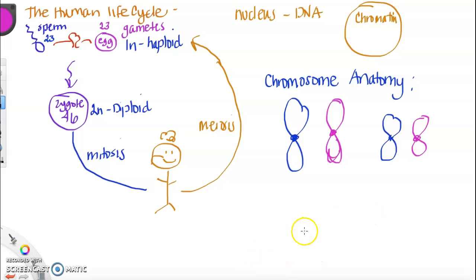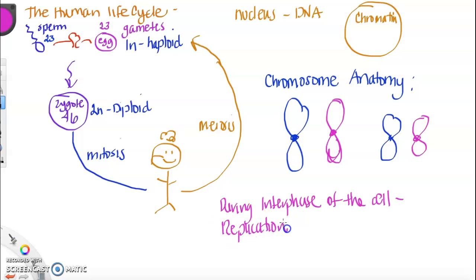So during interphase of a cell, there's a phase where replication occurs. And when that happens, these chromosomes make sister chromatids. So then they look like this.